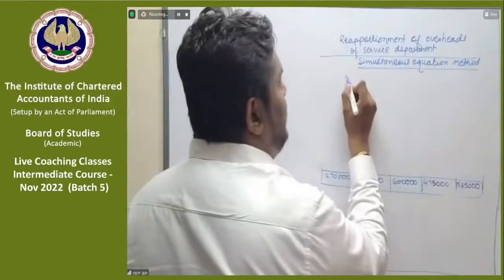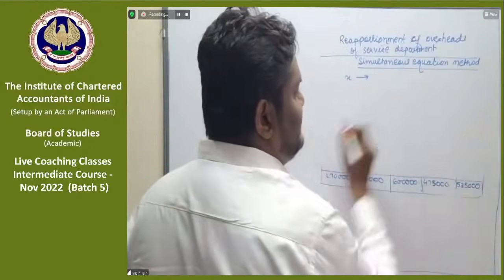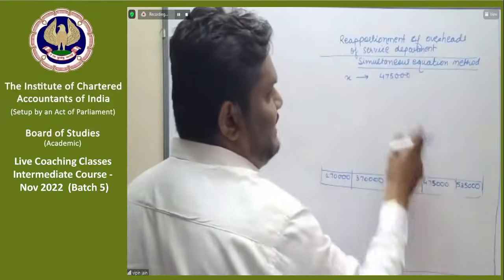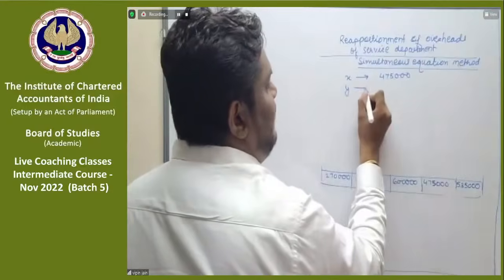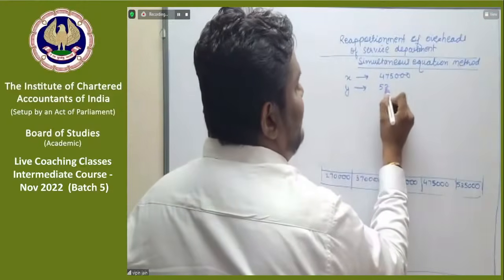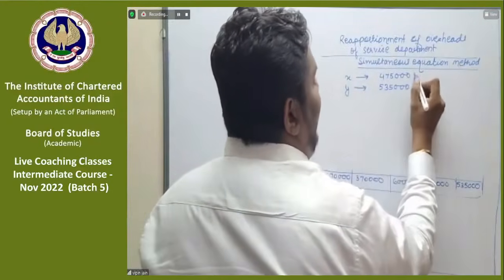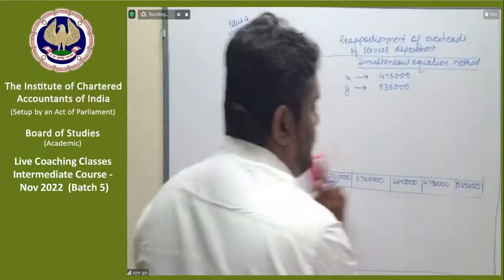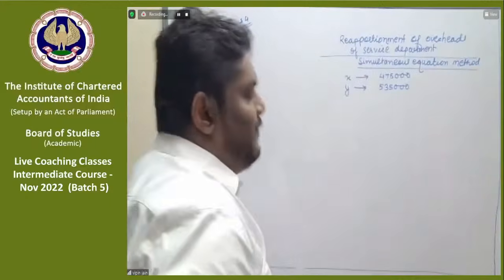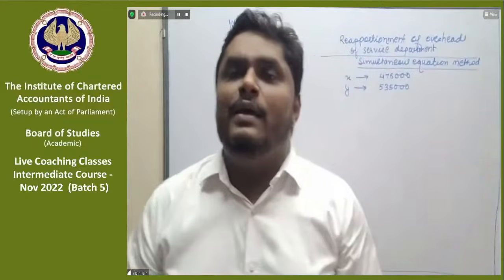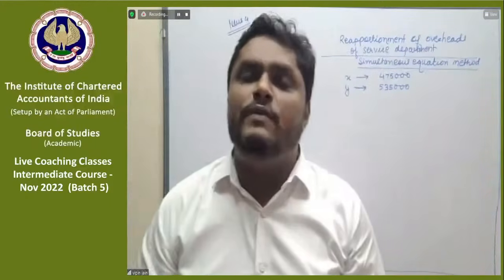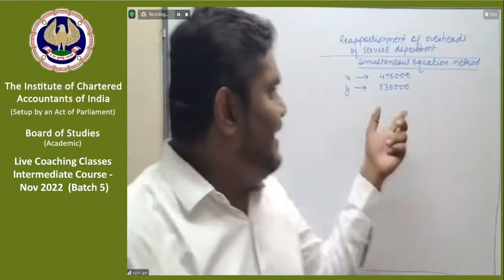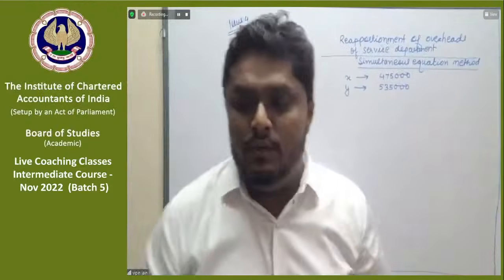Now we have the total overheads as calculated: X is 4,75,000 and Y is 5,35,000. Now we have to distribute the overheads of service departments X and Y to the production departments as well as to each other. So let's start, guys, by using the simultaneous equation method.